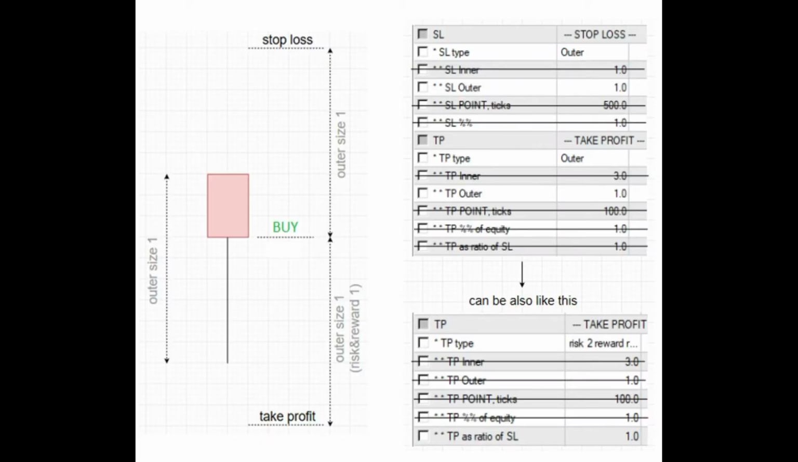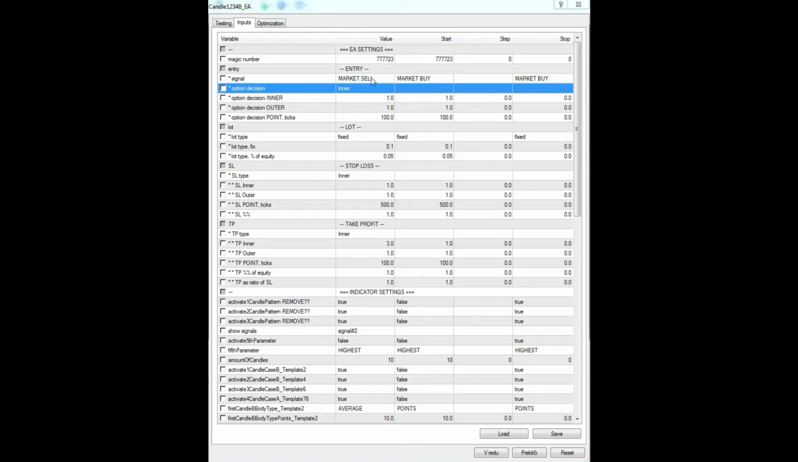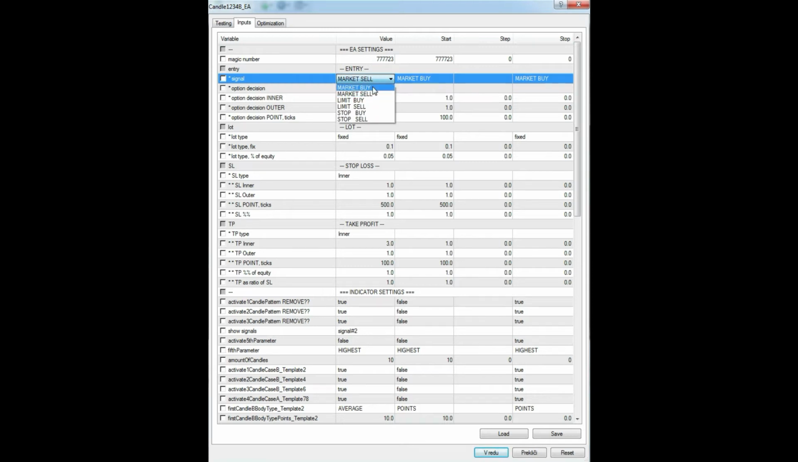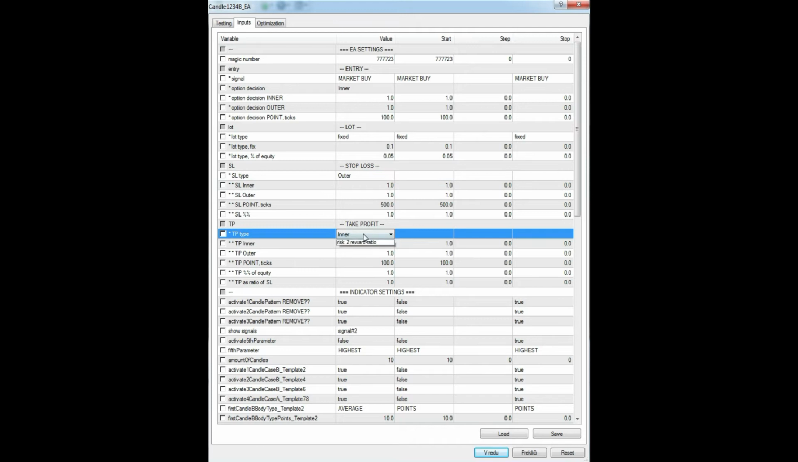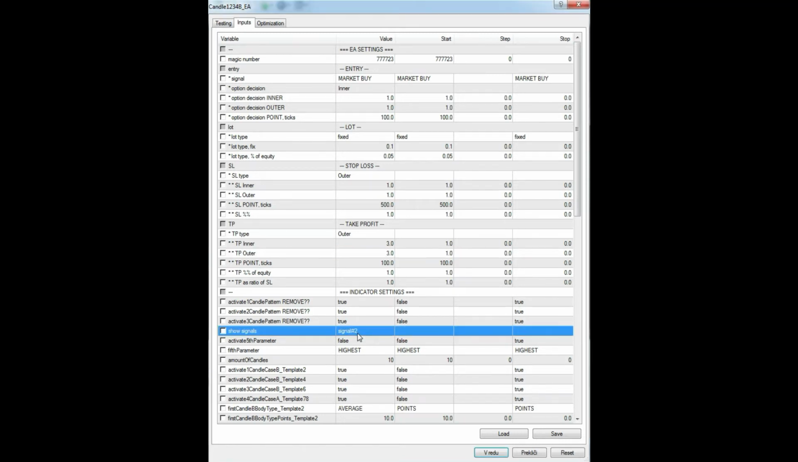The trading scenario is almost the same as for the short hammer, except for entry, which is buy and just buy without any sell. Time for showing you this in practice. First we can set market buy. Then outer size 1 for stop loss. And this time I will show you take profit 3 instead of 1, so we will test 1 to 3 risk to reward ratio. Because of a one candle pattern we need just signal 1.